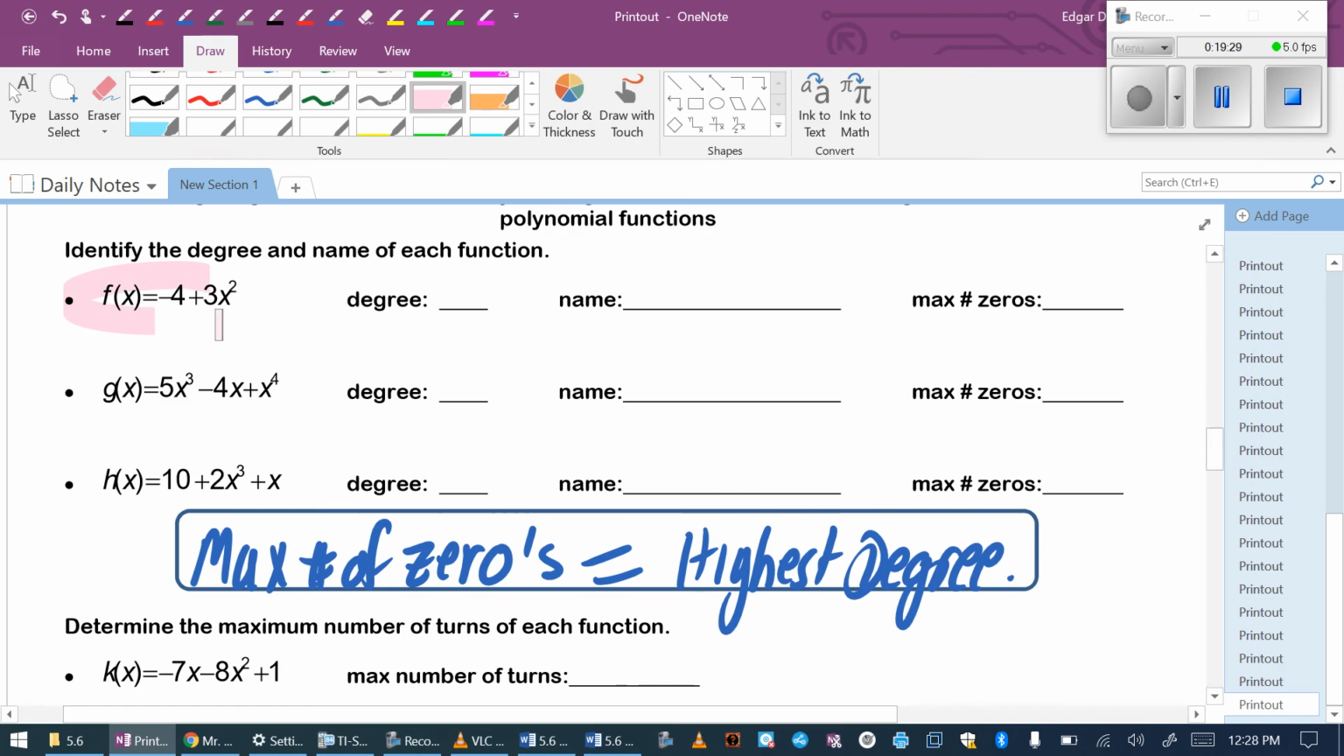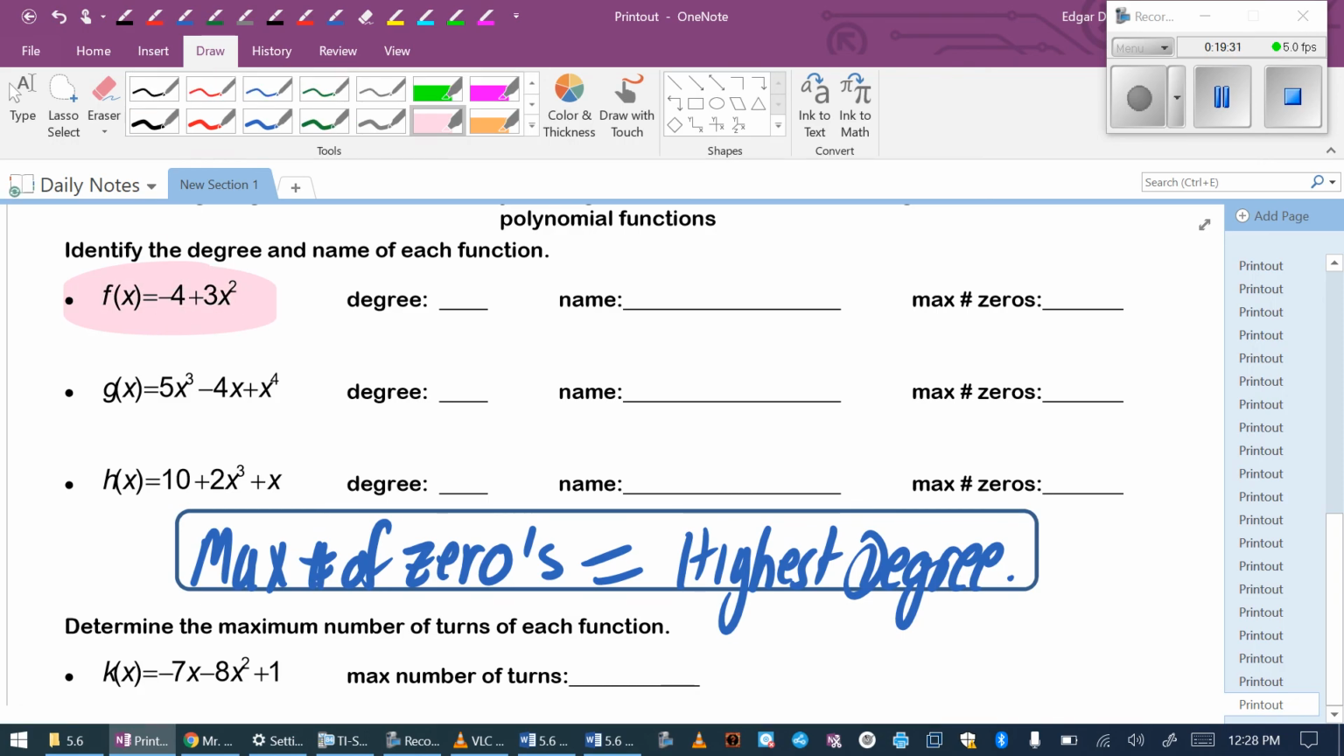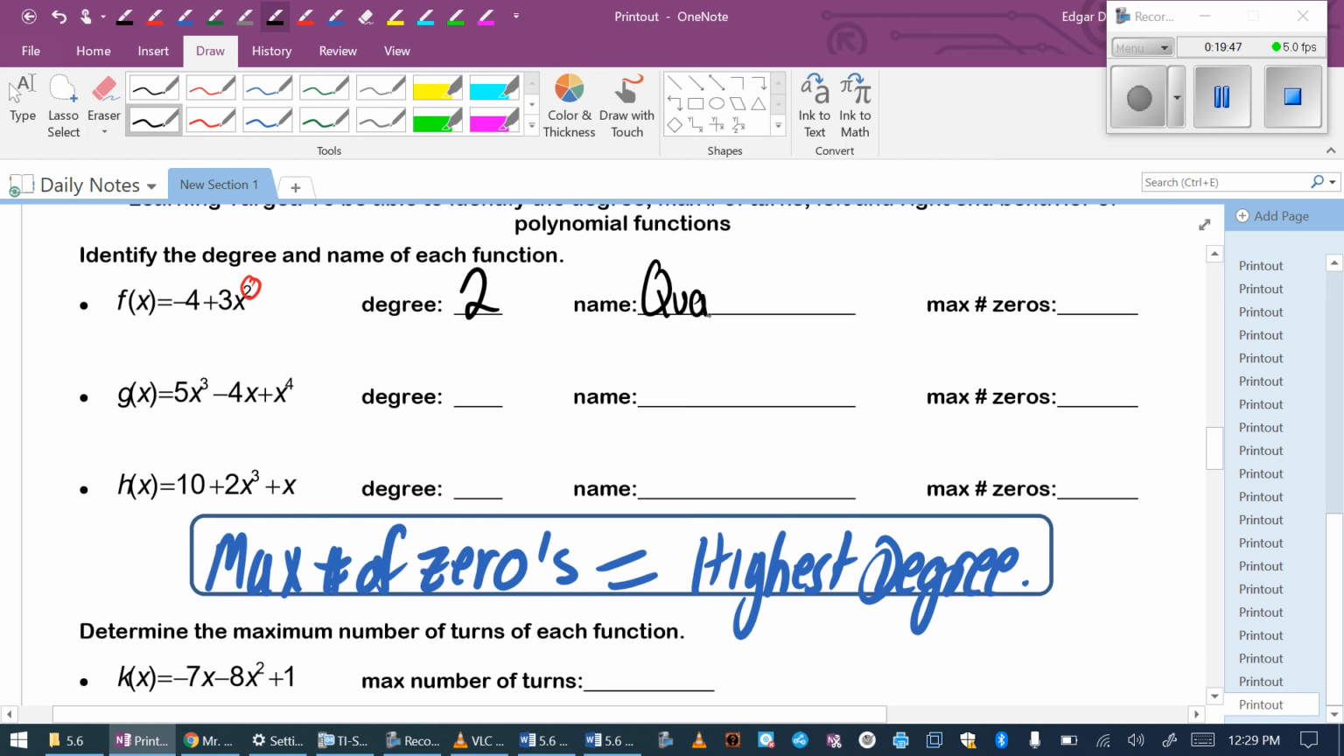So here we go, guys. Let's look at our first function. The highest degree in all of that is actually this 2. It's not in front, guys. This isn't over here in the front. But it doesn't matter. The highest degree ends up being a 2 right here. So highest degree is 2. What did we call functions that have a highest degree of 2? Those were called quadratics.